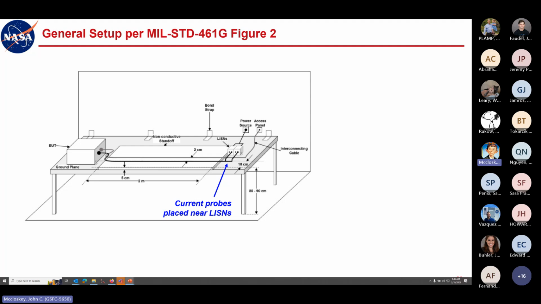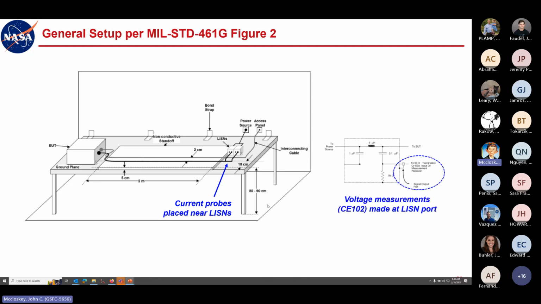This shows the general setup per MIL-STD-461G Figure 2. The current probes will be placed near the LISNs if you're using them, or the capacitor network for our applications. And if you're using CE102, the voltage measurements are made at the LISN output port.